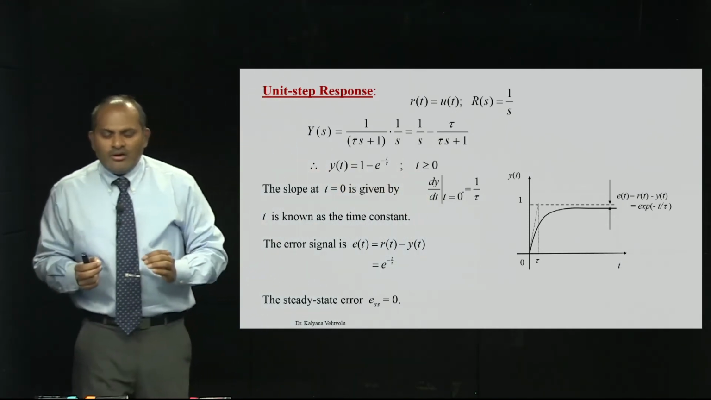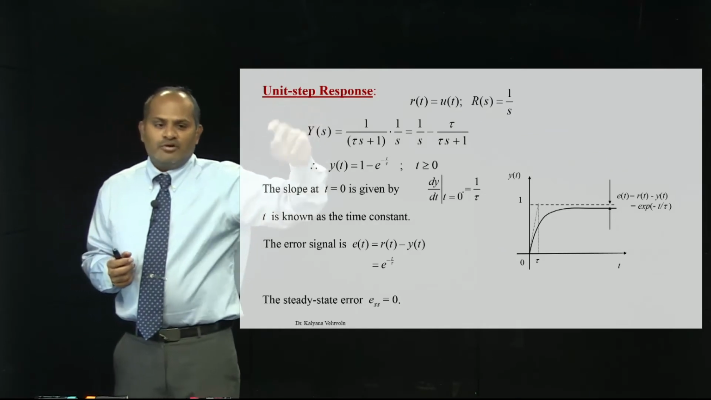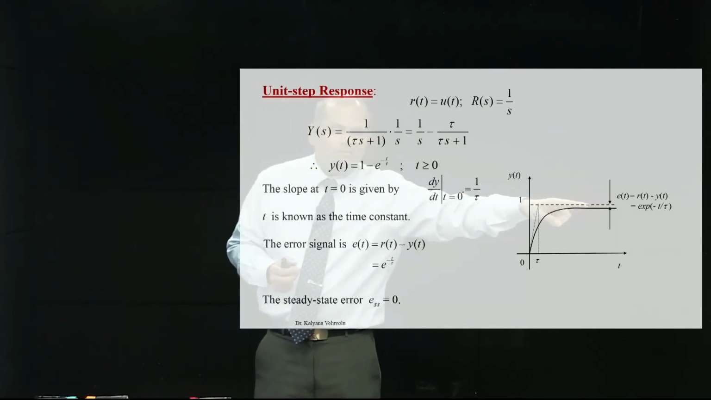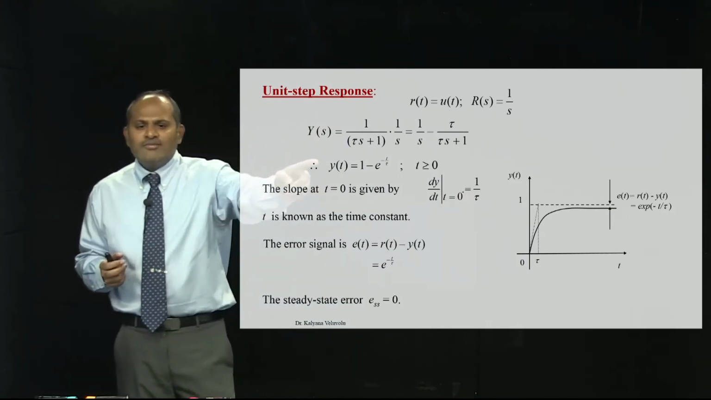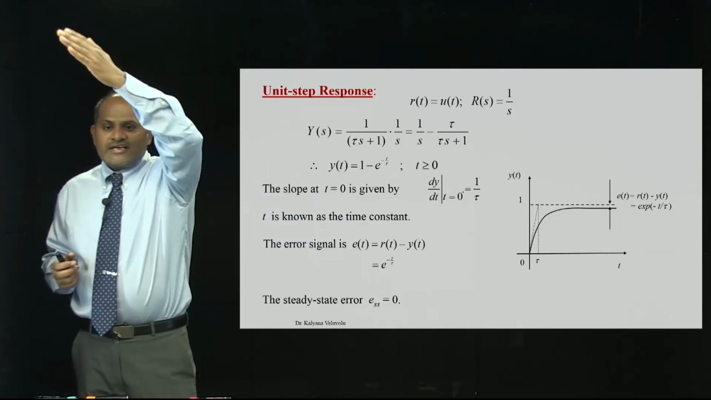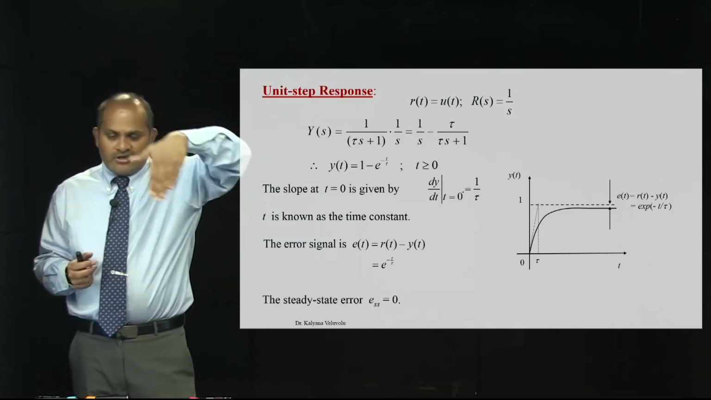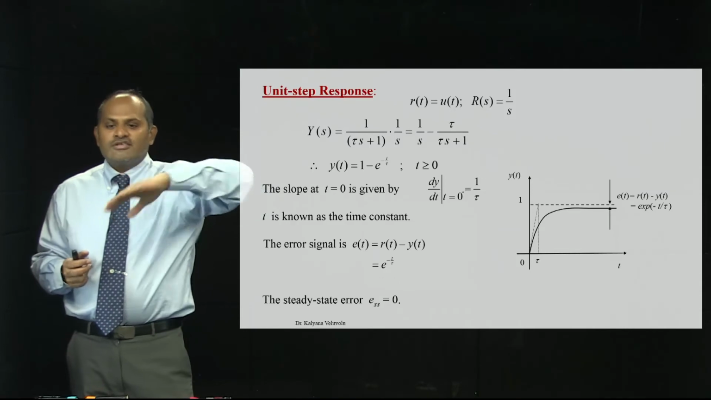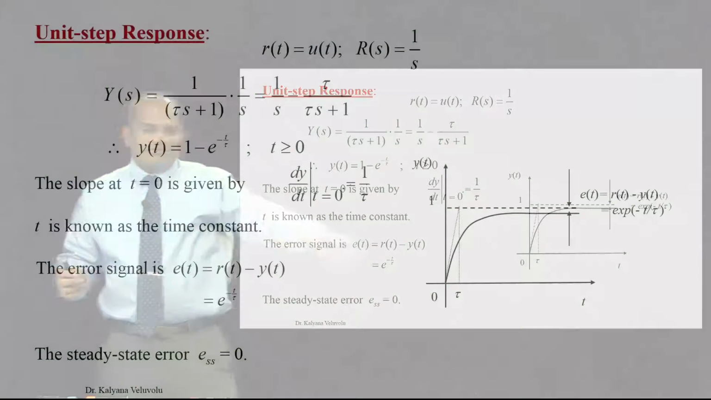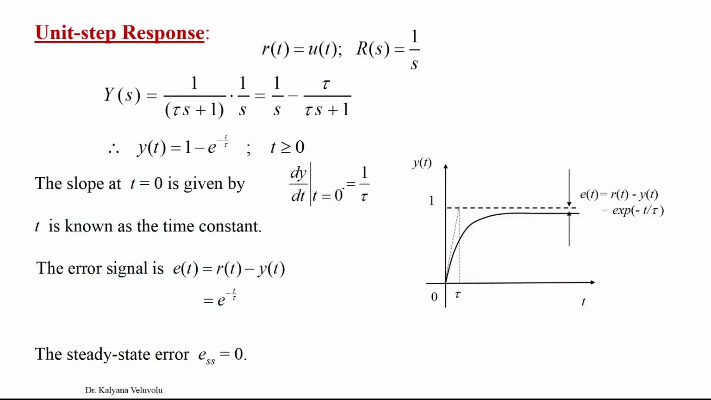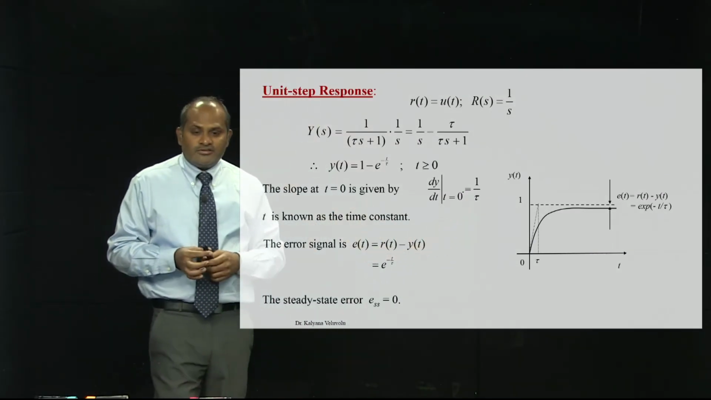Now, what is the input? The input is a unit step input. A unit step is just one value, and the output is 1 minus e power minus t by tau. What is e power minus t? It is an exponentially decreasing function. So 1 minus e power minus t by tau will be an exponential function that starts at 0 and goes to 1. So the output you can see here starts at 0 and goes to 1. If we compare the input and the output, we can analyze the performance.